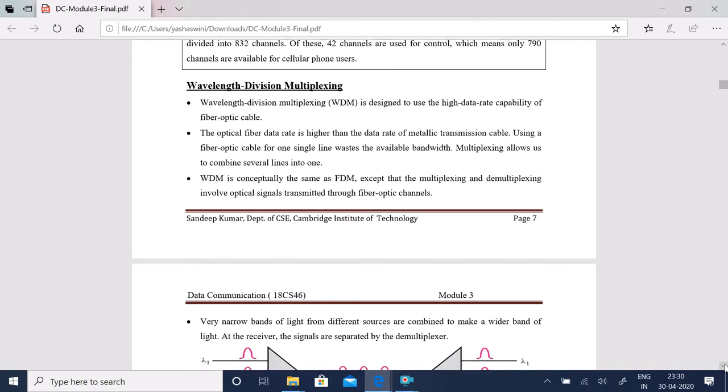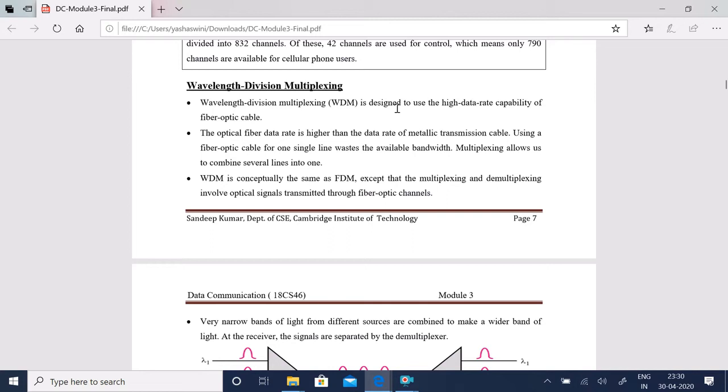So we'll move on to the next topic, wavelength division multiplexing. Wavelength division multiplexing is designed to use the high data rate of optical fiber. Even wavelength multiplexing is an analog type of multiplexing. So what is this optic fiber? The optic fiber has a higher data rate when compared to metallic transmission cable.